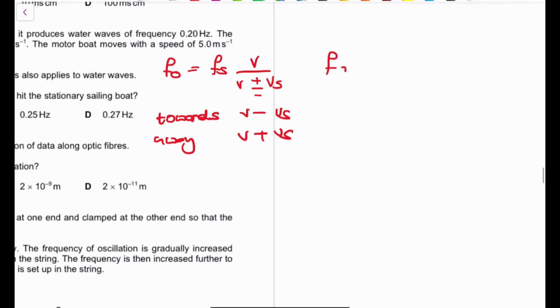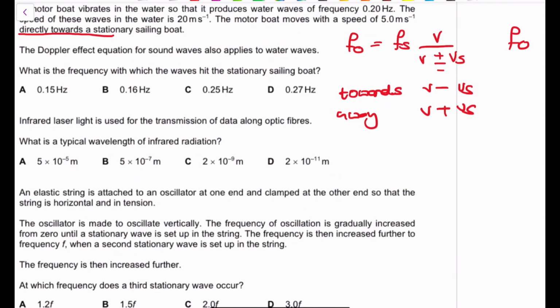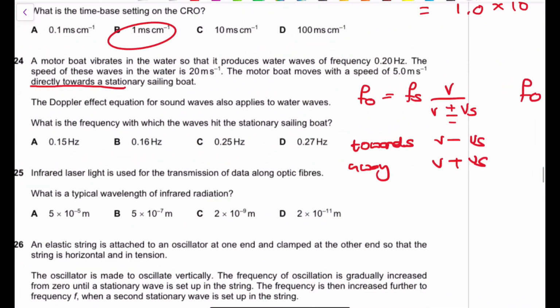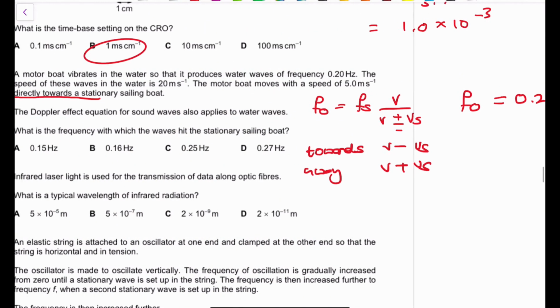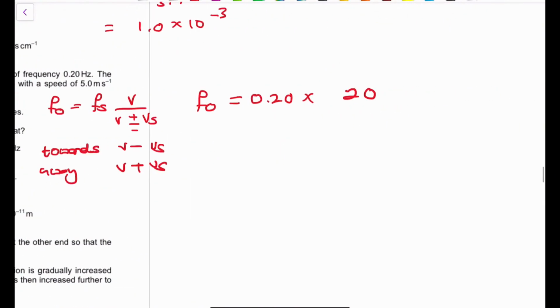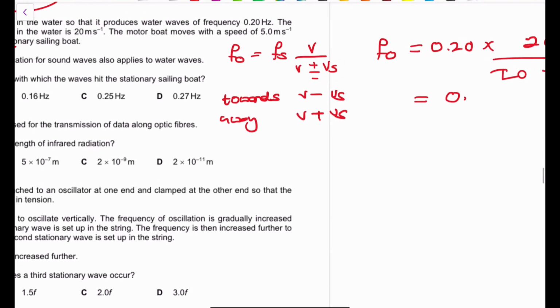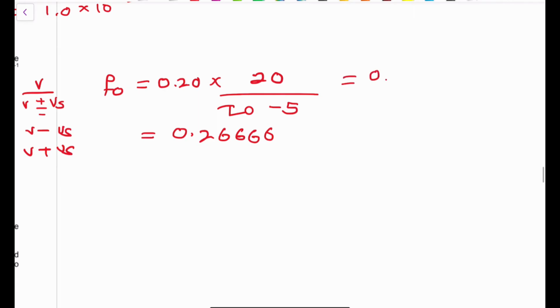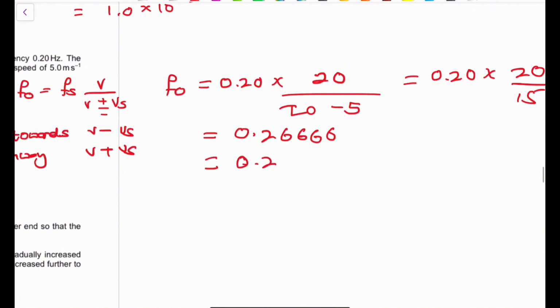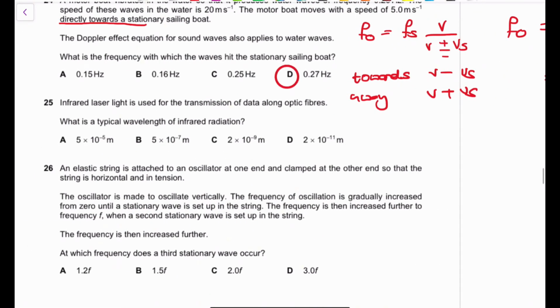So in this case, your observed frequency, which is the frequency with which the waves hit the stationary sailing boat, is going to be: what are you emitting? 0.20 times the value of v that you have, which is 20, the speed of the waves in water, divided by 20 minus 5. That's going to give you a value of approximately 0.26666, because basically here you have 0.20 times 20 over 15, right? So that's basically going to be 0.27, right? So the answer is going to be D.